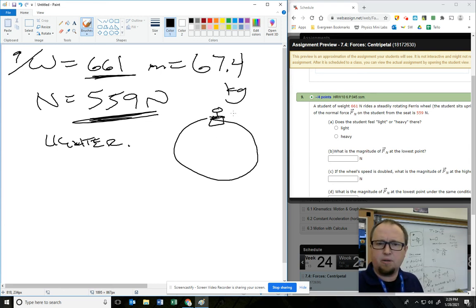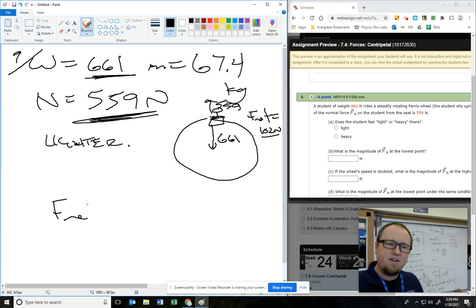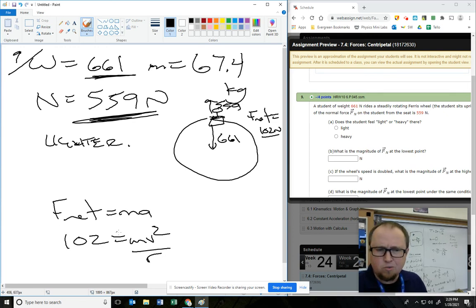As the kid sits up here, there's a normal force going upwards of 559. There's a weight force going downward of 661. So my F net would equal the difference, which is 102 newtons. Well, let's look at what F net equals: ma. In a circle, it's mv squared over r. My F net is 102.